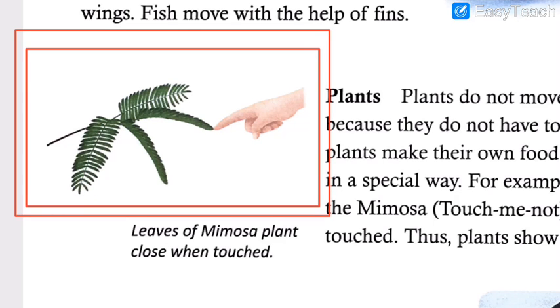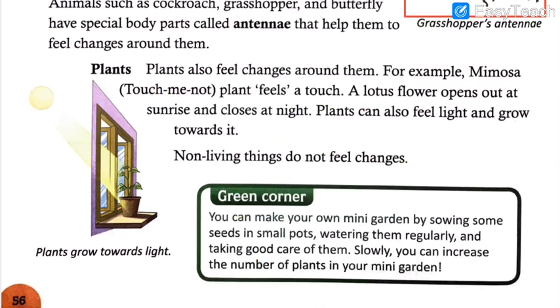So these are called their sensory organs. Obviously they can sense the touch of a human being and they get closed. So this is what is explained here by giving the example of the mimosa plant. When you touch it, it closes itself for a few seconds. A lotus flower opens out at sunrise and closes at night.